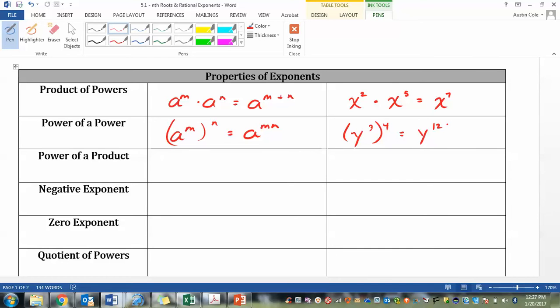The next one is a power of a product property. And here's what this means. Let's say I've got A times B, and that's both to the M power. Okay, so I've got two things that are being multiplied together, and the whole thing is to a power. Well, it's like distributing, essentially, but that power goes to both things only if it's multiplying there. All right, so this is going to be A to the M times B to the M.